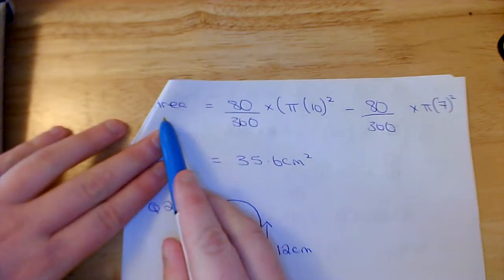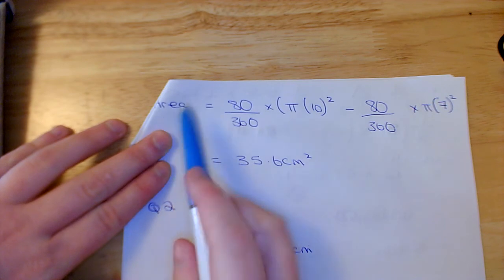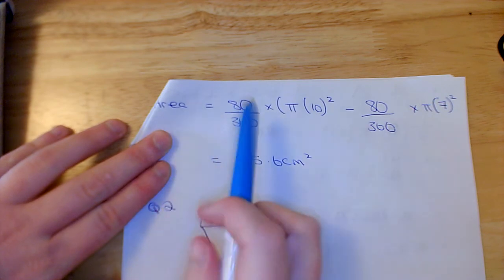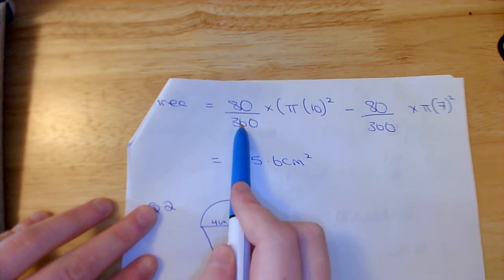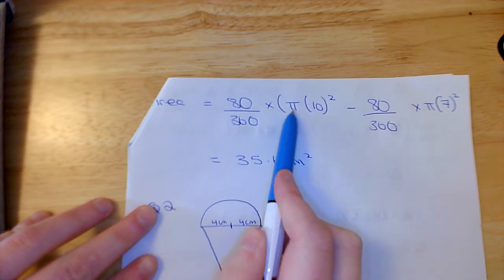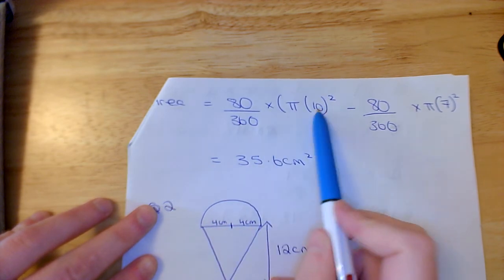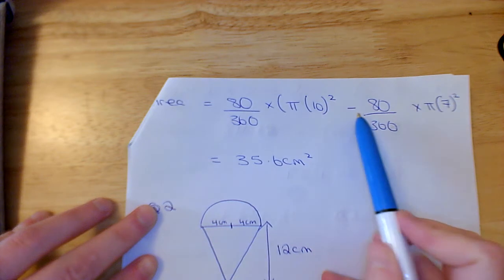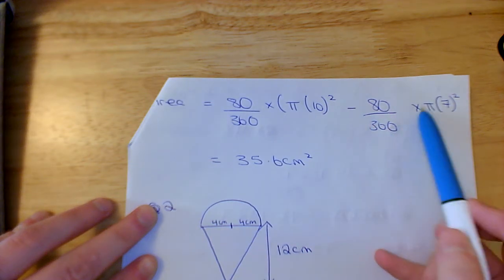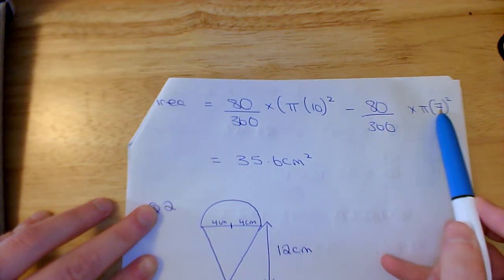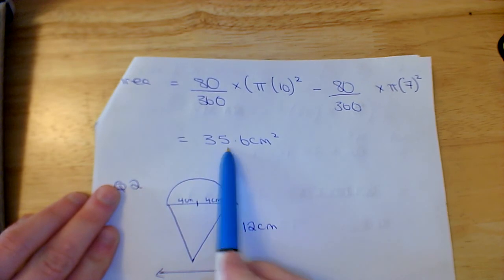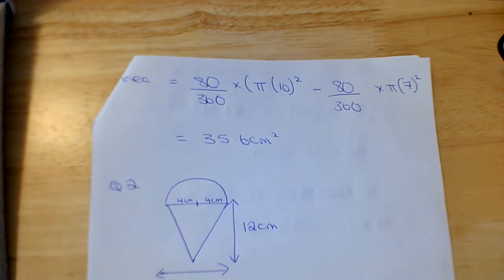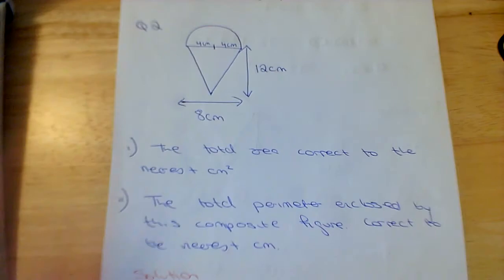Like the last question we did, we'll find the area. So the area is pi r squared. It's going to be the larger area minus my smaller area to find out the area of my flower bed. So it's 80 over 360 multiplied by pi, my radius is 10 of my larger one to be squared, minus 80 over 360 multiplied by pi, my radius is 7 of my smaller one. And my answer for my area is 35.6 centimeters squared.